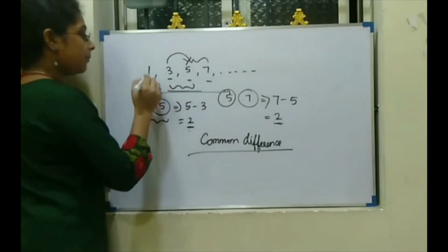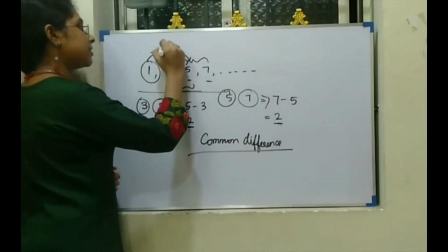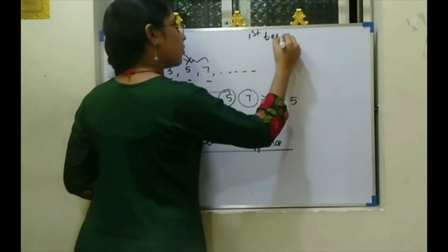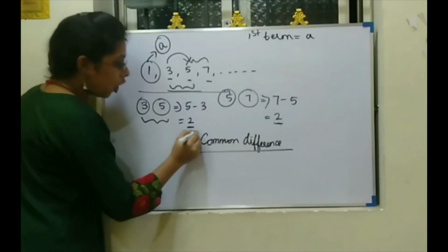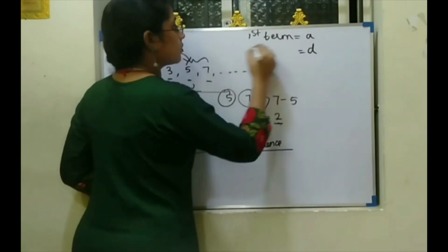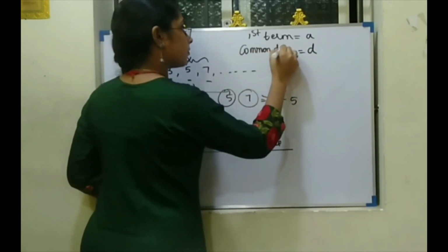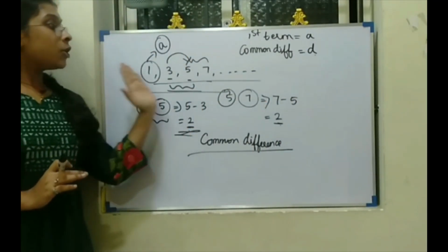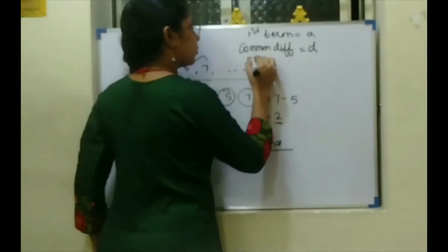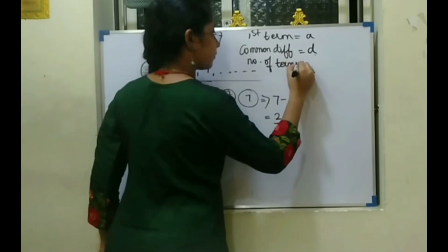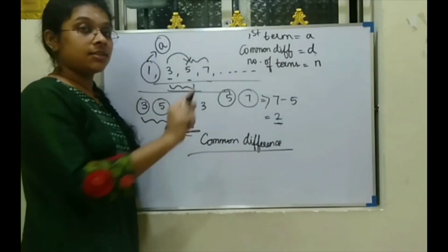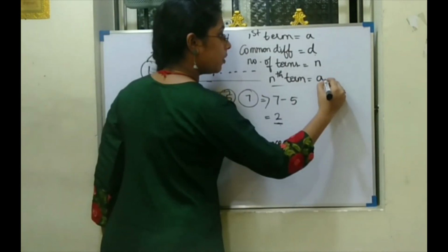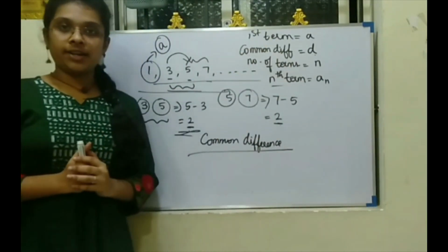This is the first term, so it is considered as the variable A. So the first term is equal to A. The common difference is referred to as D. The number of terms in the sequence is called N, so the number of terms is equal to N. And the value of the last term, the nth term, is equal to AN. In an AP, these are the required terms.